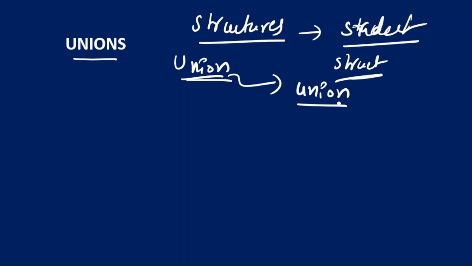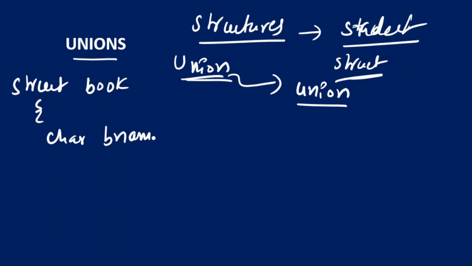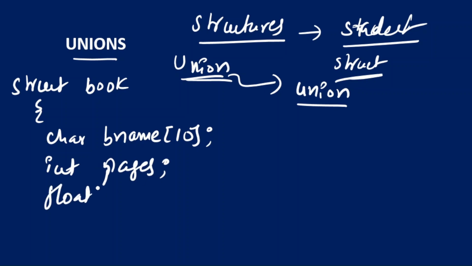The difference here is if you take a structure like this, struct, the name of the structure here I'm taking is book, and here I'm taking the data member character bname. Bname means book name, and assume that the size here I'm taking is 10, and next to it, data type integer, I'm taking the data member as pages, and next the data type is float, and the field name here I'm taking is price, closing brace. Here I'm using the variable b1. b1 is the structure variable.